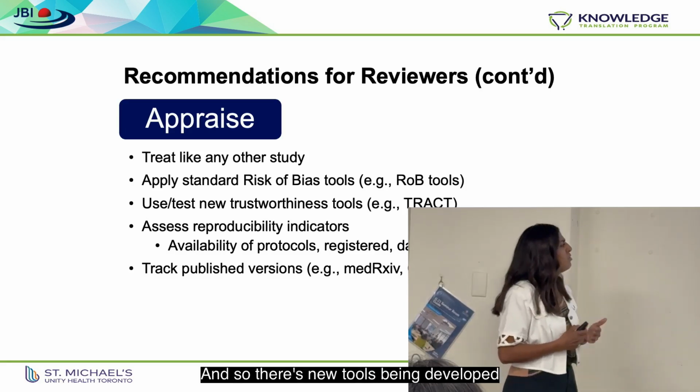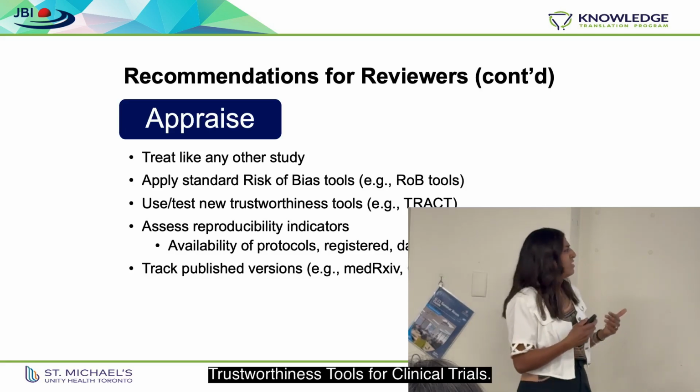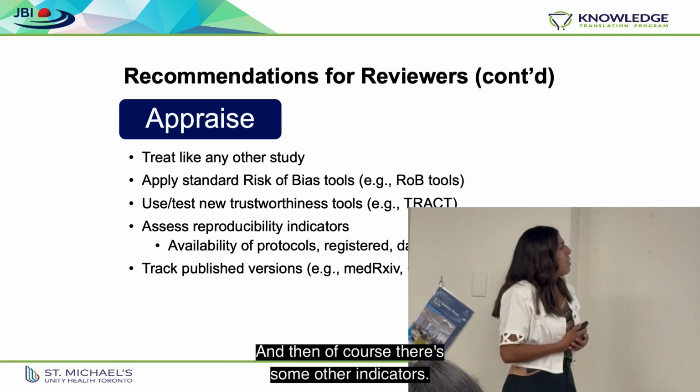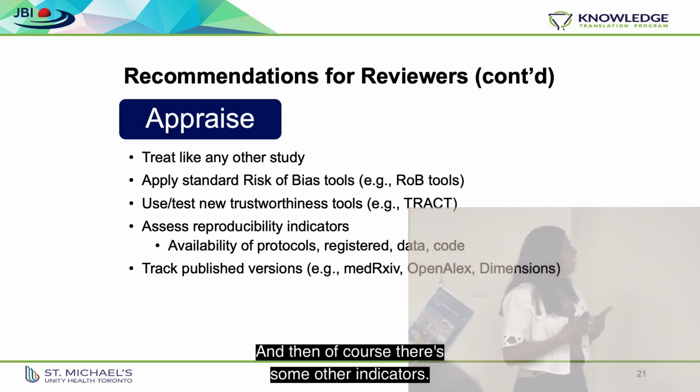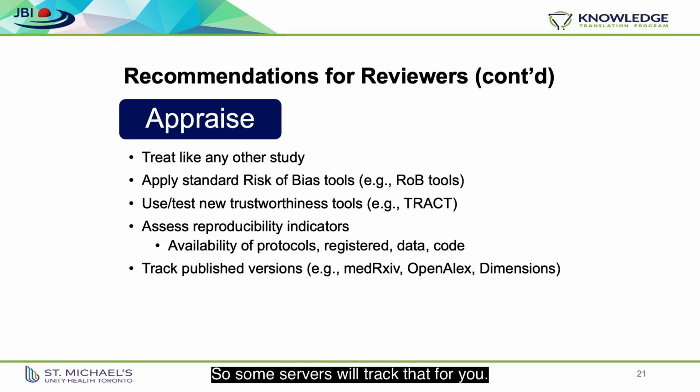And so there are some new tools being developed, and one of them is called TRACT, Trustworthiness Tools for Clinical Trials. And then, of course, there are some other indicators, reproducibility indicators, as we call them, such as the availability of protocols, which really help us to understand whether or not something is reproducible. Is that protocol registered? Are there data and code available? And then, of course, we can track the published version of preprints, so some servers will track that for you. You can also go to some different databases and do some searches for that as well.